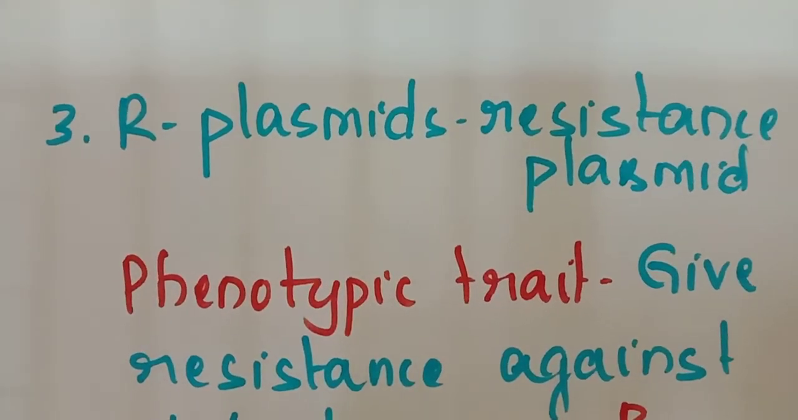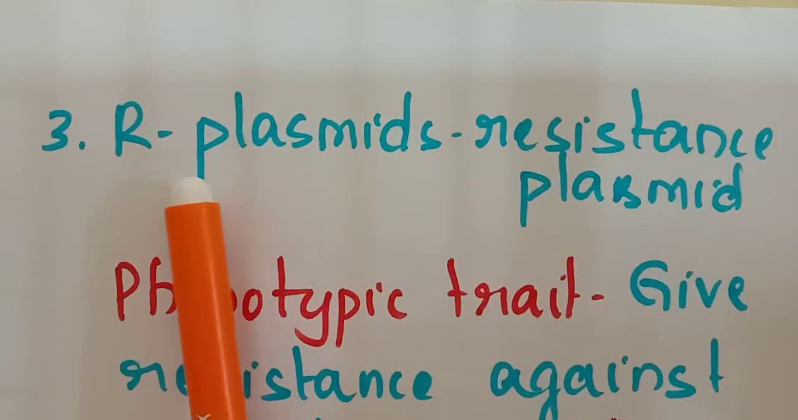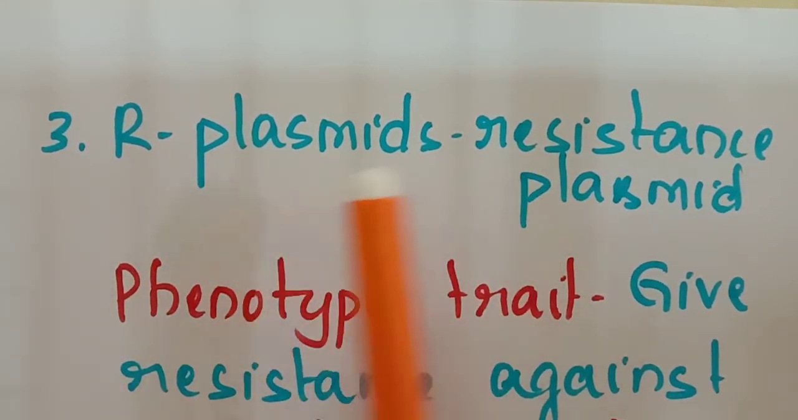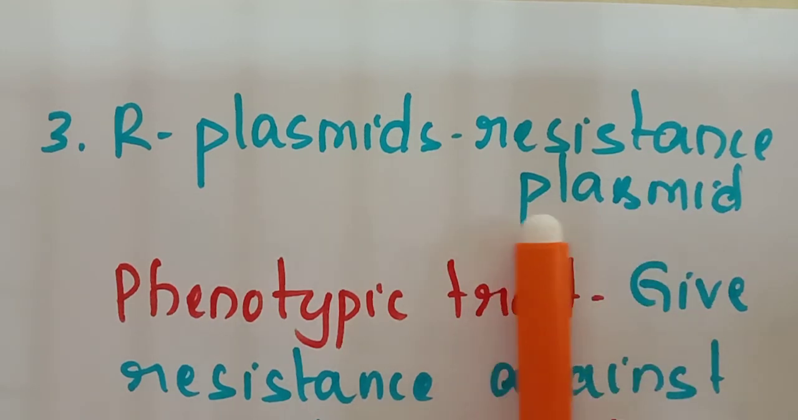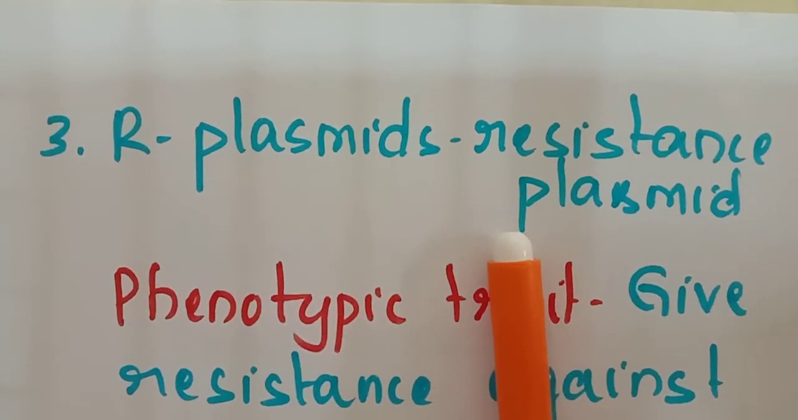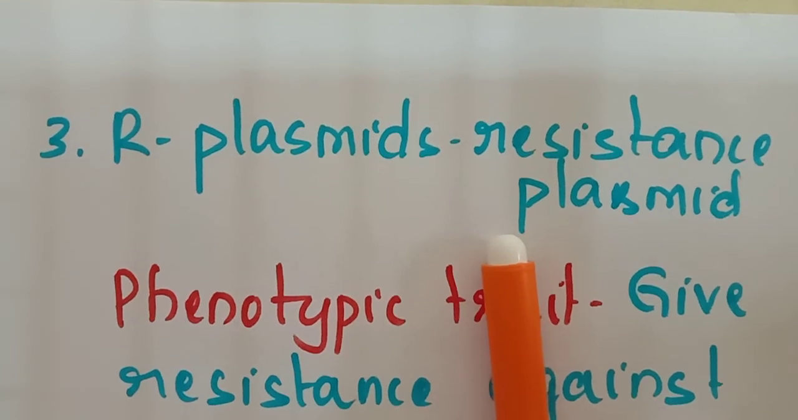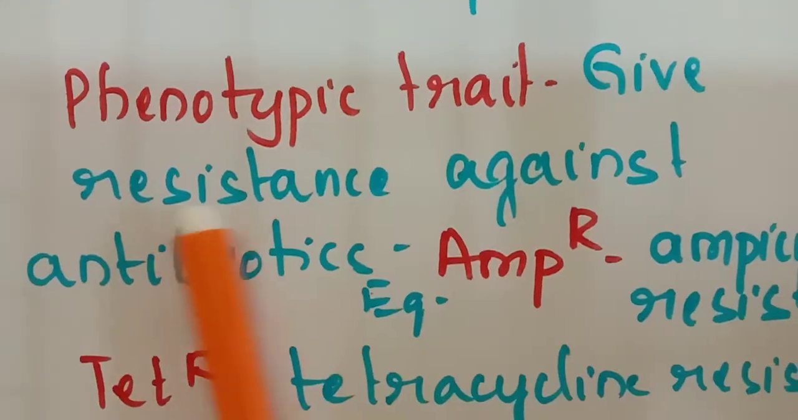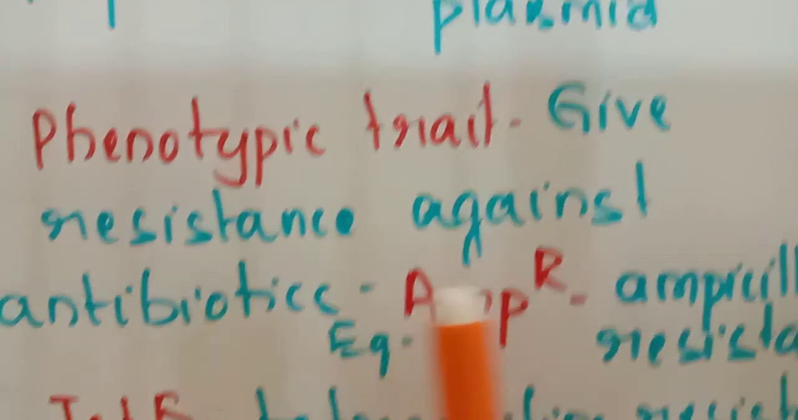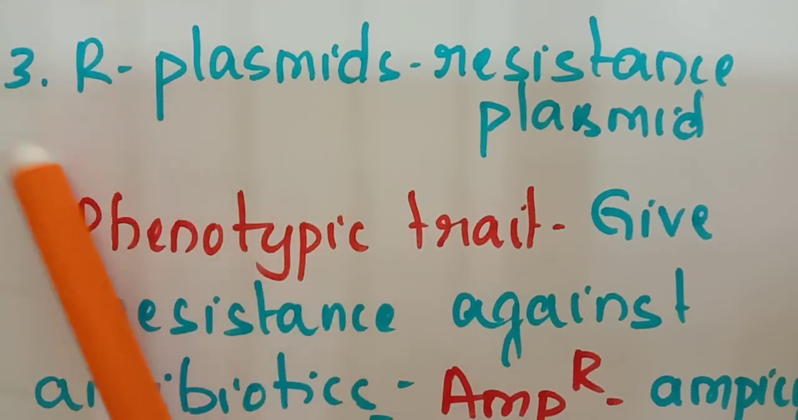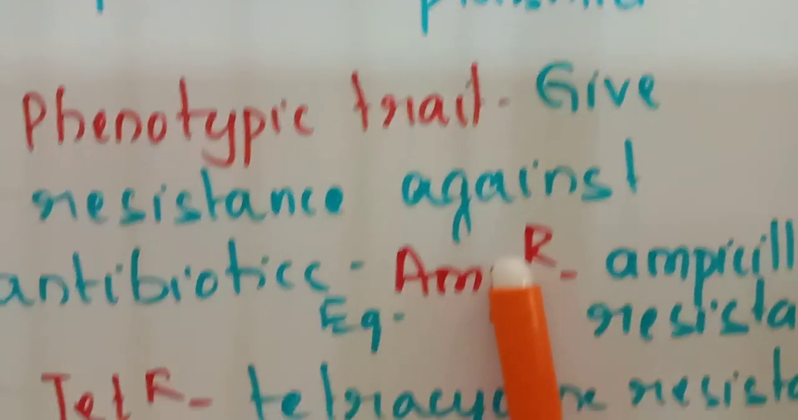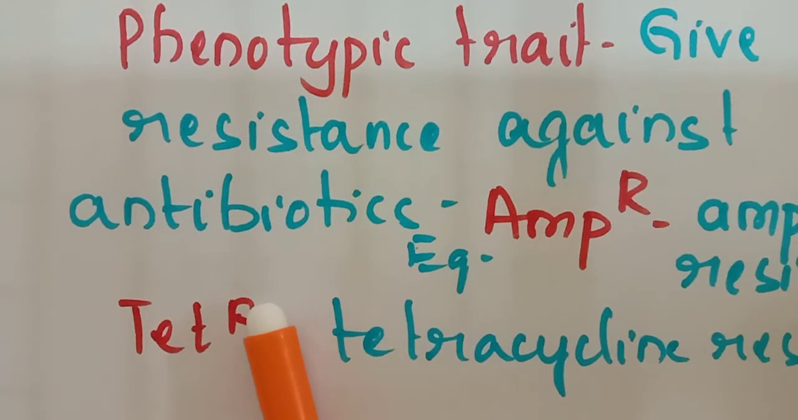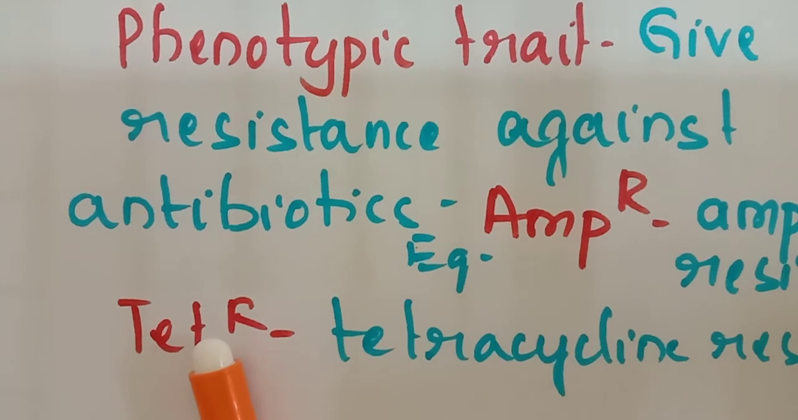The third category of plasmid coding for phenotypic trait is R plasmid. R stands for the resistance plasmid. What type of resistance do they need? Yes, the bacteria need to be resistant to antibiotics. The phenotypic trait here is that they will give resistance against antibiotics. These R plasmids carry genes such as ampicillin resistance gene or tetracycline resistance gene. So R plasmid has the genes responsible for resistance against antibiotics.